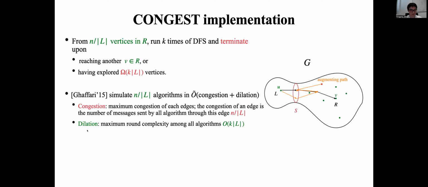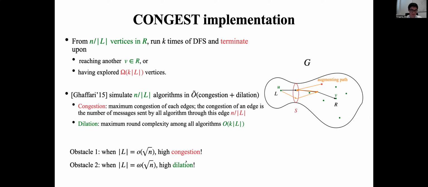And the dilation is defined as the maximum round complexity over all the algorithms. Like in our case, it's K times L. That's because after exploring K times L vertices, we just end. Okay, and now we can see the obstacle.